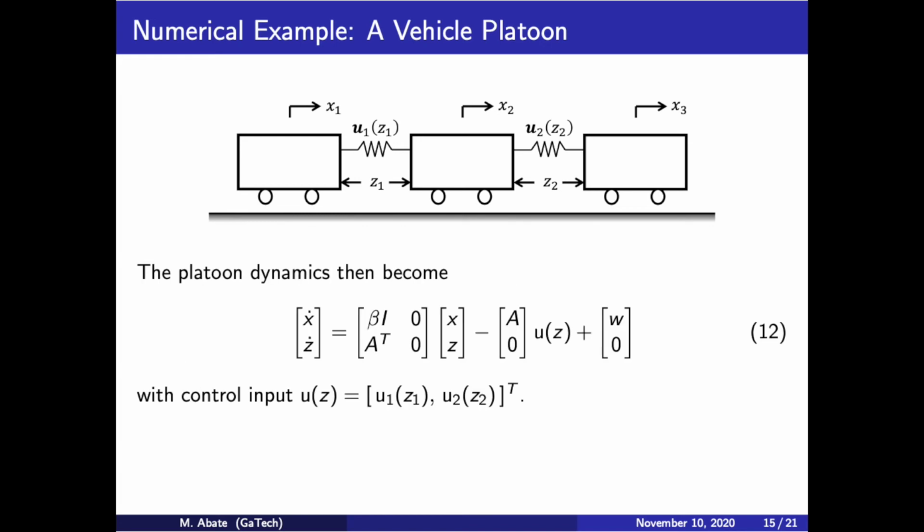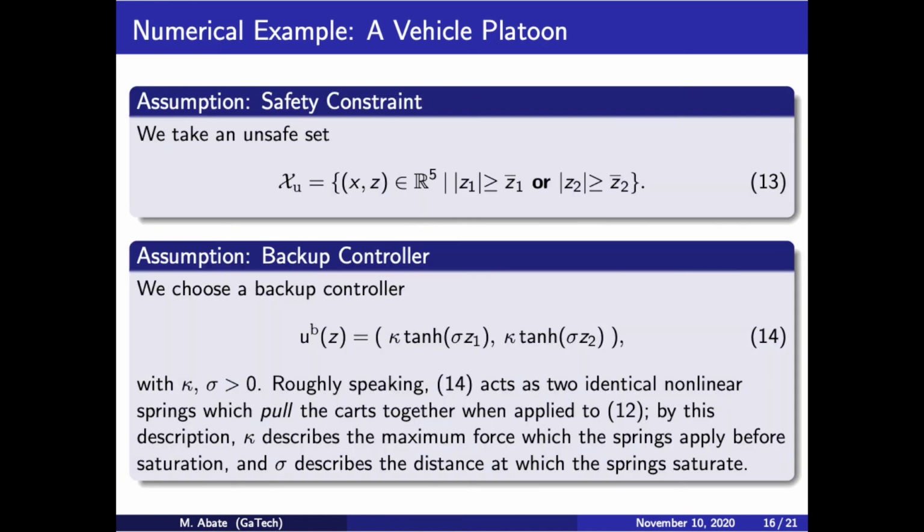So now, combining the dynamics of x, the velocity, with the dynamics of z, the displacement, we arrive at equation 12, which is the full closed-loop dynamics of our system. So here W is a disturbance input, U has two components, it's our control input, and x, z comprise our state. Along with the system, we're going to assume a safety constraint. So we're going to take an unsafe set, which looks like the complement of a hyperrectangle in R^5. Equivalently, the goal of the system is to remain within this hyperrectangle centered at the origin when possible.